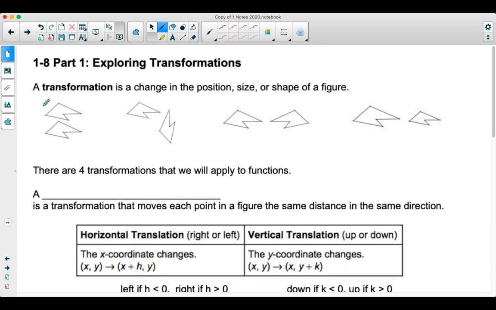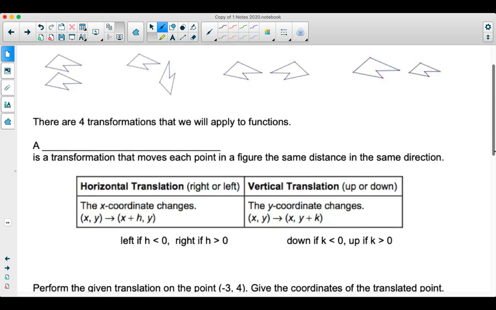This is 1.8, Part 1, Exploring Transformations. A transformation is a change in the position, size, or shape of a figure. There are 4 transformations that we will apply to functions. Today we are going to be looking at horizontal and vertical translations and then reflections.